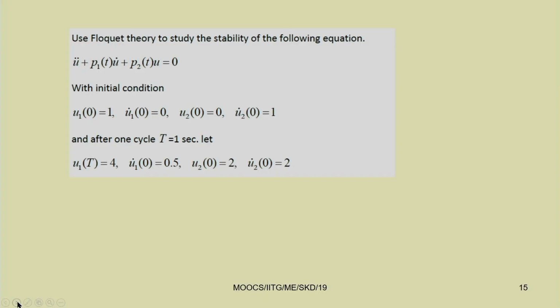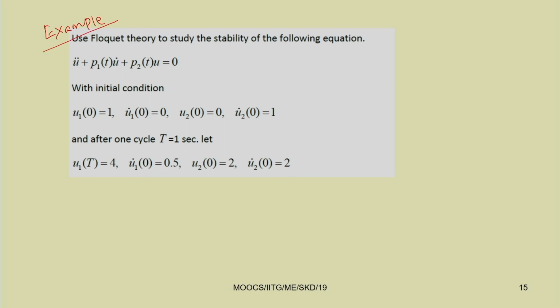So, let us take one example. This is an example which you can also find in my NPTEL course. In this example, let us use this Floquet theory to study the stability of the following system. Let us take u double dot plus p1(t) u dot plus p2(t) u equal to 0. These initial conditions are given to us: u1(0) equal to 1, u1 dot (0) equal to 0, and u2(0) equal to 0, and u2 dot (0) equal to 1. These are the initial conditions known to us.